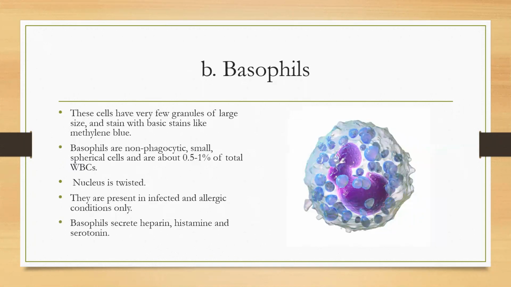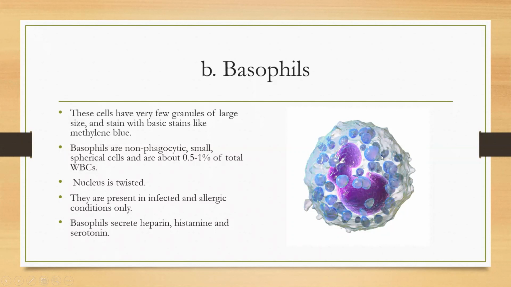The second type of WBC is called basophil. They are called basophils because they get easily stained by basic stains like methylene blue. These are the cells which easily get stained by basic dyes. The cell is round here and you can see that very few granules are present in the cytoplasm.